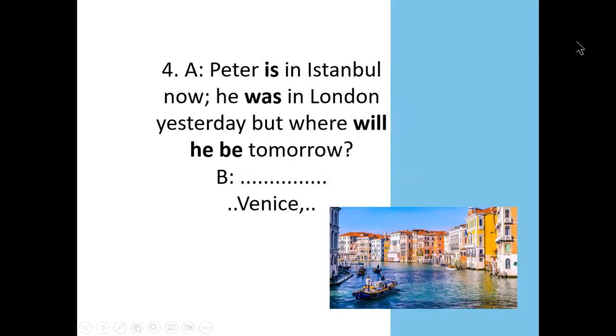Dialogue 4A. Peter, yes, please focus on the future now. Okay. Peter is in Istanbul now. Yes, it is clear. You know this. Peter is in Istanbul now. He was in London yesterday. Okay, it is also clear. He was in London yesterday.